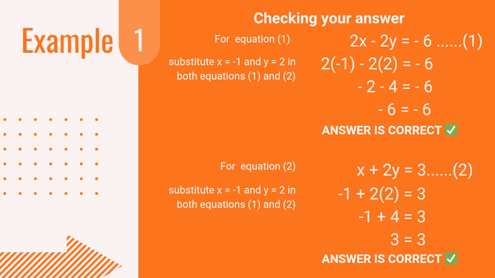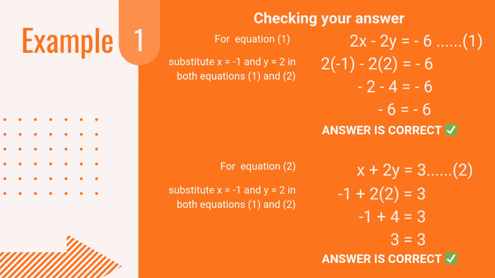So what do we have here? We have 2x minus 2y equals minus 6. Substituting values, we have 2, bracket open, minus 1, bracket close, minus 2, bracket open, 2, and bracket close, equals what? Minus 6. Now we resolve our brackets, which is 2 multiplied by minus 1 gives us minus 2, and minus 2 multiplied by 2 gives us what? Minus 4. So minus 2 minus 4 is equal to minus 6. And we have minus 6 on the right-hand side, which makes minus 6 on the left-hand side equal to minus 6 on the right-hand side. Which means our answer is correct.